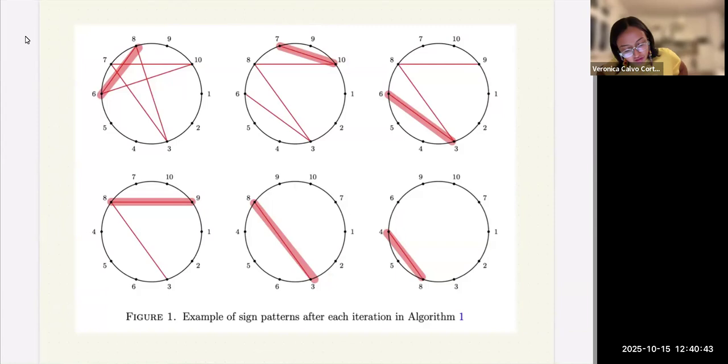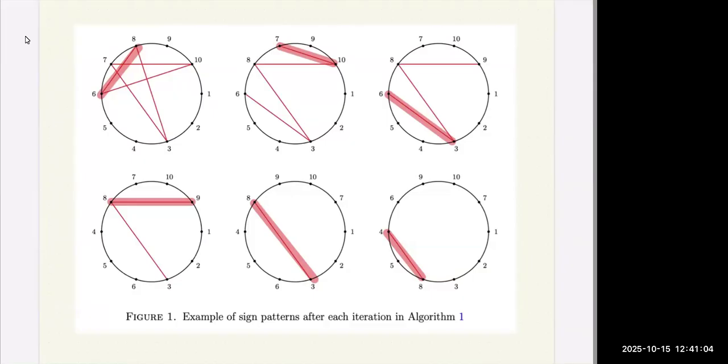Okay, so this is it for what I wanted to say about these dihedral sign patterns. If you're interested, the paper is on the arXiv and you can look it up. Are there any questions before I talk about some ongoing work?